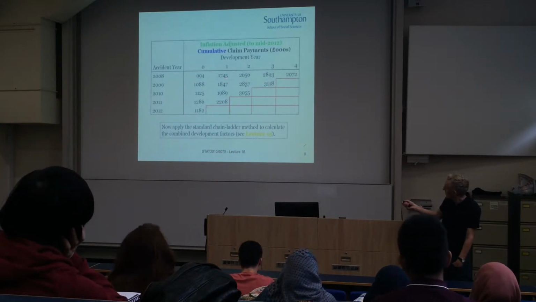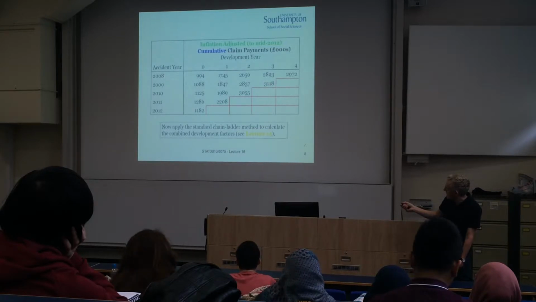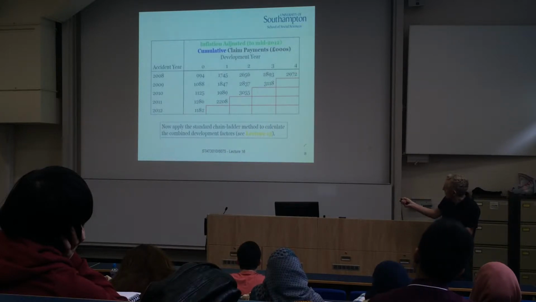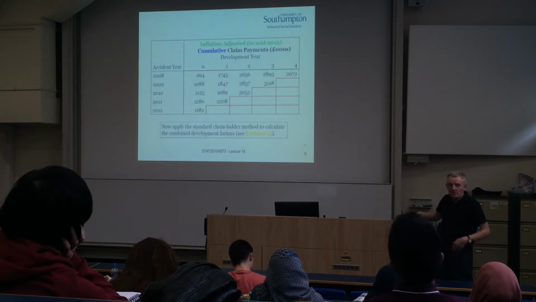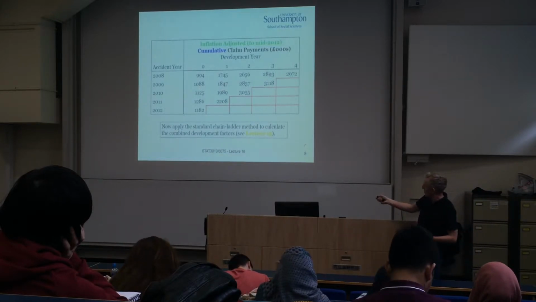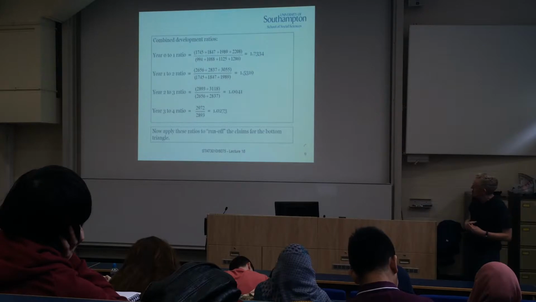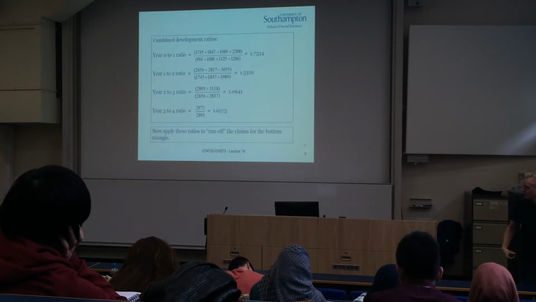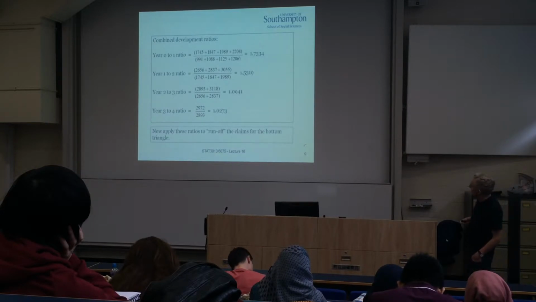We've got information for accidents happening in 2009 to 2011. So what you do is pool the information: you add together the numbers in this column and then divide by the sum of the numbers in the first column, and you get your development year 0 to 1 development ratio, 1.7334.